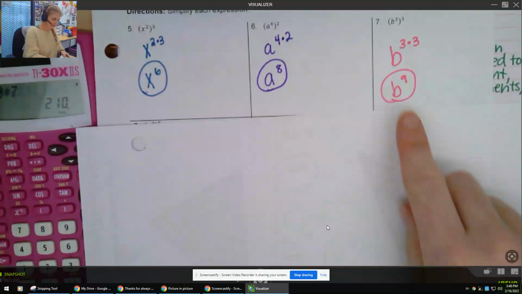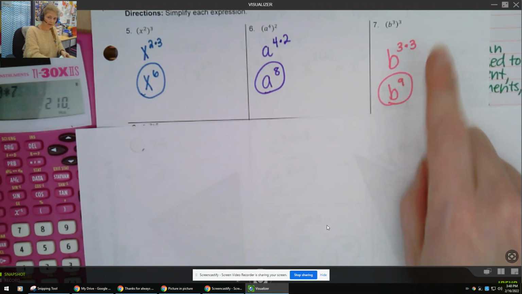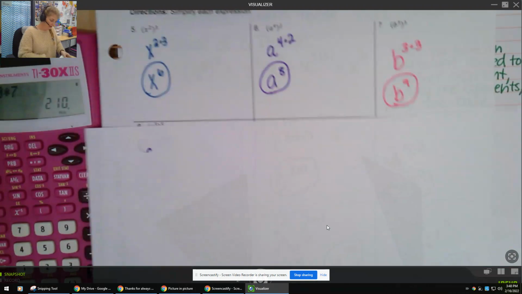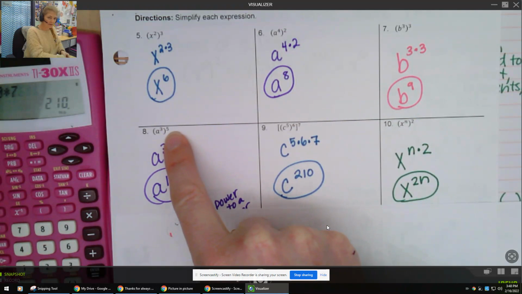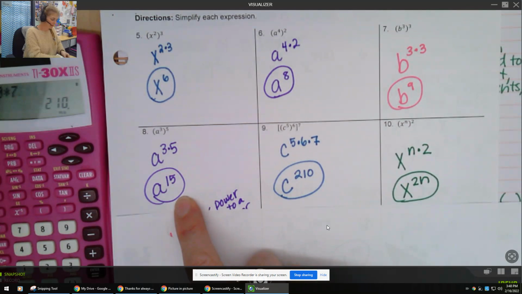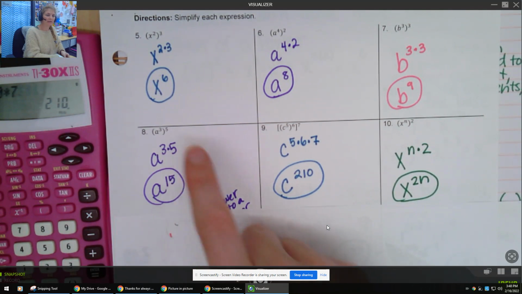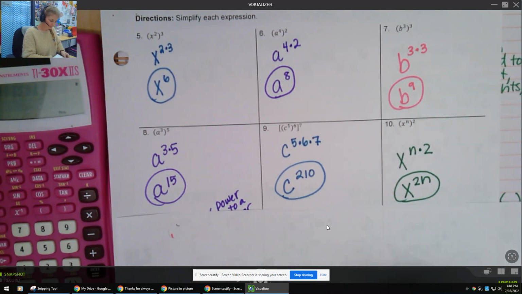Okay, taking a look at number 7, we end up with b cubed to the cube, power of a power makes this b to the 9th. If I look at number 8, I have a to the 3rd all to the 5th power, which is a to the 3 times 5, which is a to the 15th. And let's show this step in the middle. It can be really helpful when we learn more rules.